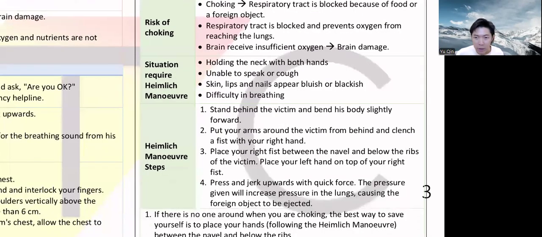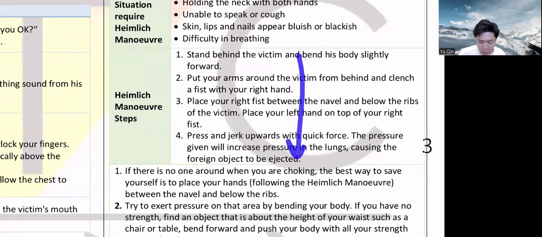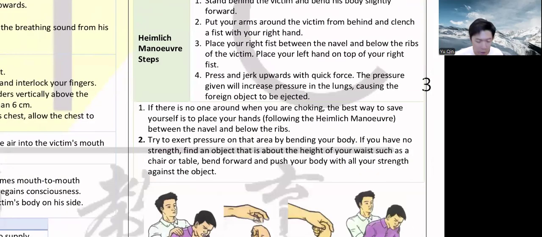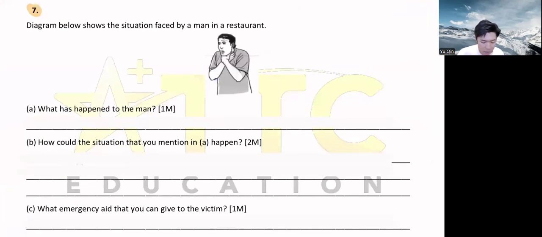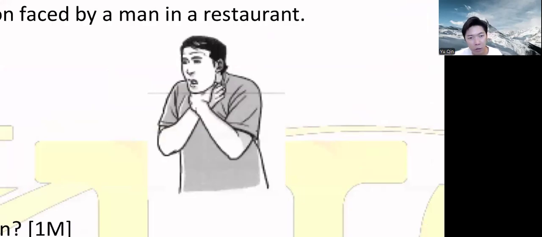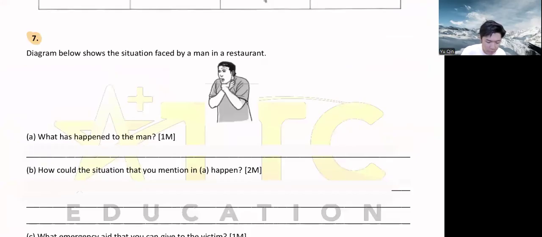So again, the steps are not super important, but at least you know roughly how to do it. I'll leave the reading for you. I think we can try to work straight away. Let's see what we have. So what happened to the man? Obviously, choking. Takkan singing, right? Okay, so choking.